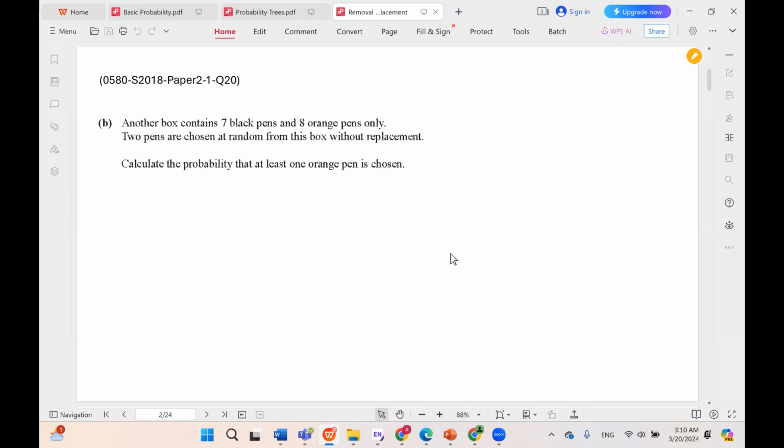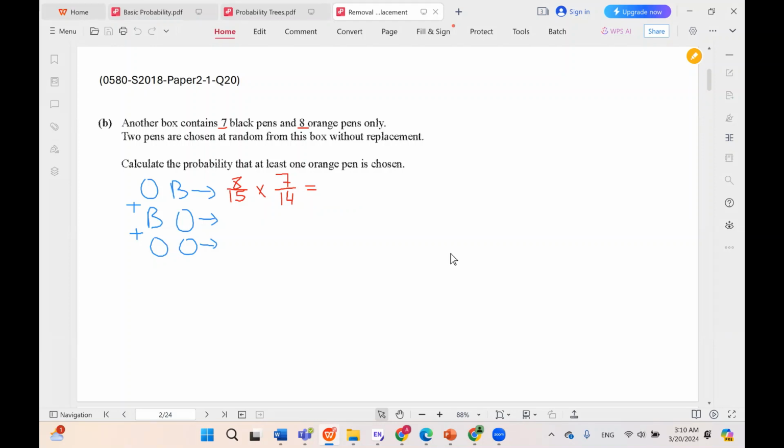We can get orange followed by black, or black followed by orange, or orange followed by orange. So we can get the probability of each of these scenarios and then add them up together. So if we pick orange, we get 8 over the total. The total is 8 plus 7, which is 15. And then we pick a black pen, so we have 7. But now the total is 14 since we did not replace the orange pen. So this would be the first probability.